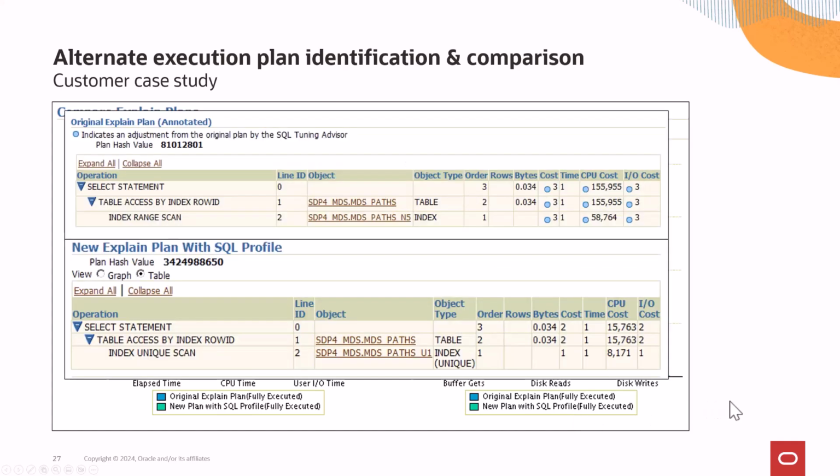So as we see here, previously the original explain plan was using a table access by index rowid and also using index range scan. Now in the new plan it is using a unique index scan. So that is how it is helping the SQL perform better.